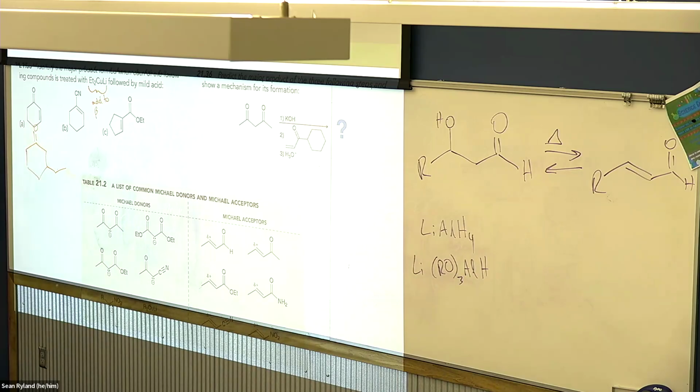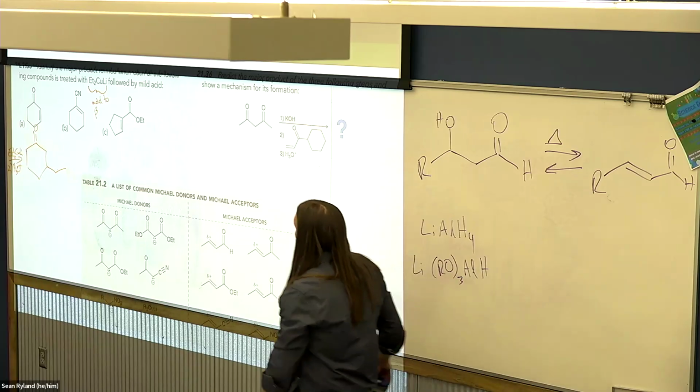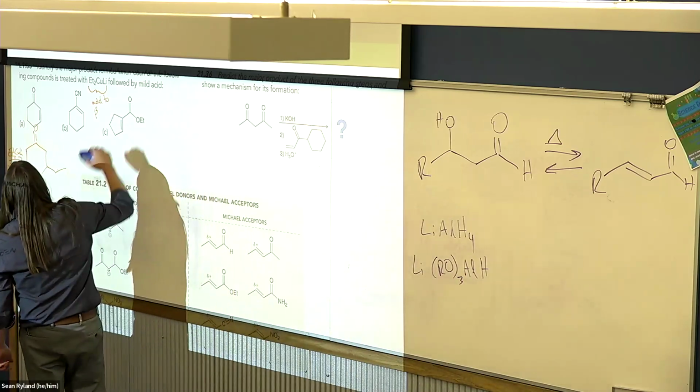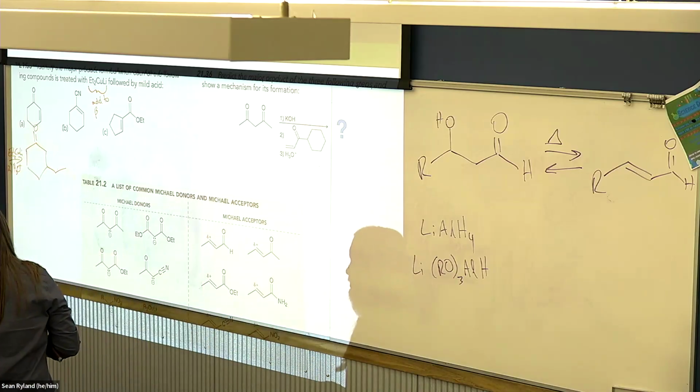So it would just be Et2CuLi, and then second step, H3O plus. Basically what's described in the problem. Identify the major product formed when the following compound is treated with ethyl cuprate lithium.